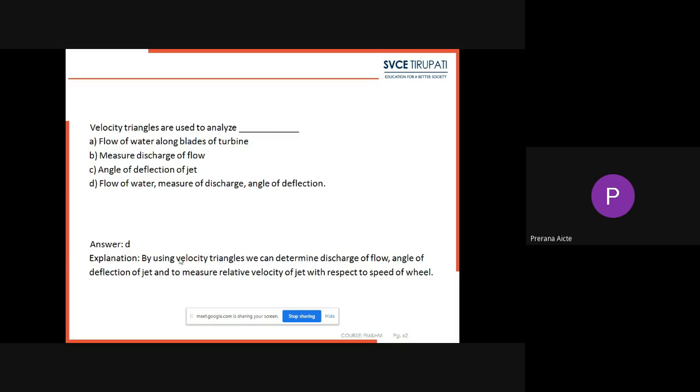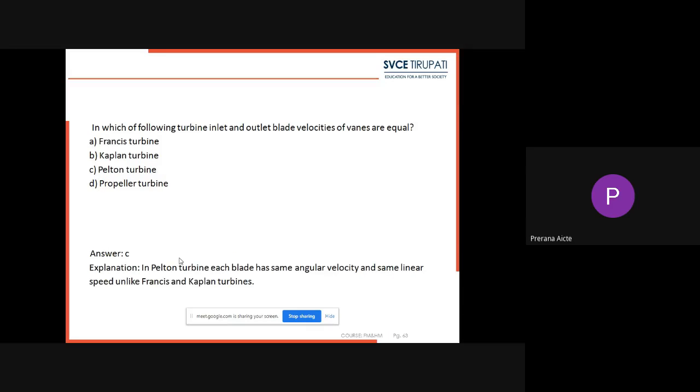The velocity triangles are used to analyze the flow of water, measure the discharge, and the angle of deflection. So by using velocity triangles, we can determine the discharge of the flow, the angle of deflection of the jet, and measure the relative velocity of the jet with respect to the speed of the wheel. Next one, in which of the following turbines are the inlet and outlet blade velocities of vanes equal? For the Pelton wheel turbine, the inlet and outlet velocities of the vanes are equal. In a Pelton turbine, each blade has the same angular velocity and same linear speed, unlike Francis and Kaplan turbines.